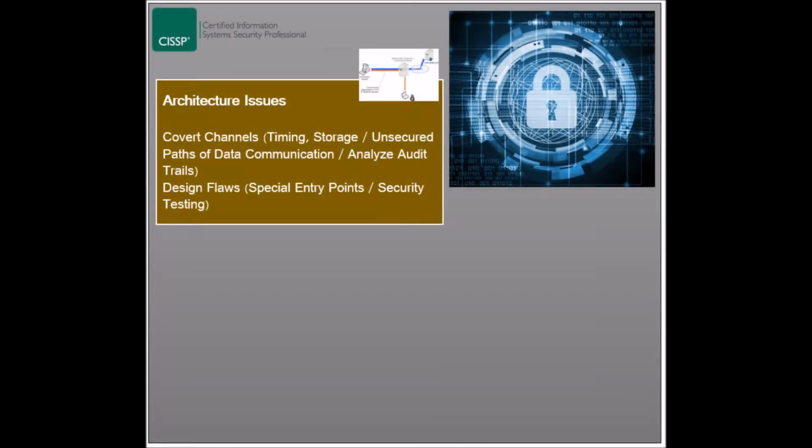Covert channels are used to send information over a path that is not usually used for communication, which could be unsecured and compromised by unauthorized users. These channels could be used to violate or bypass a security policy. There are two types of covert channels.